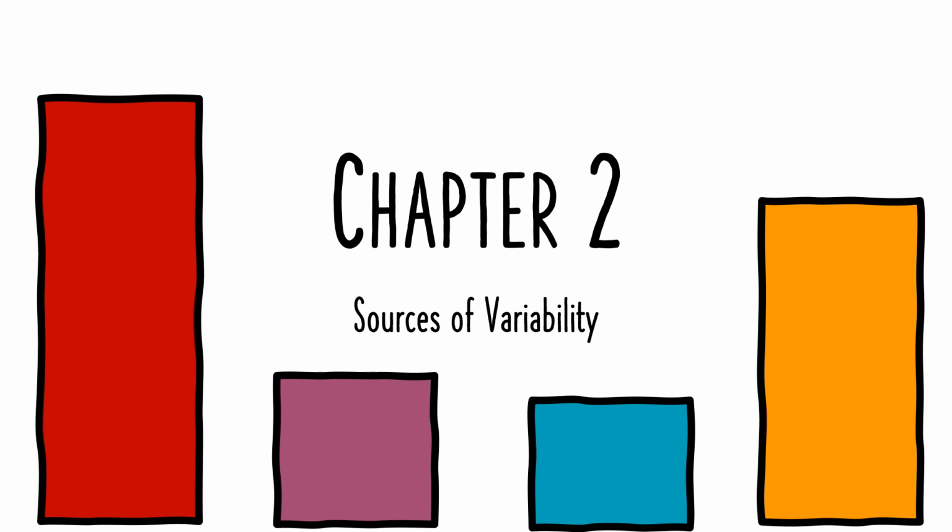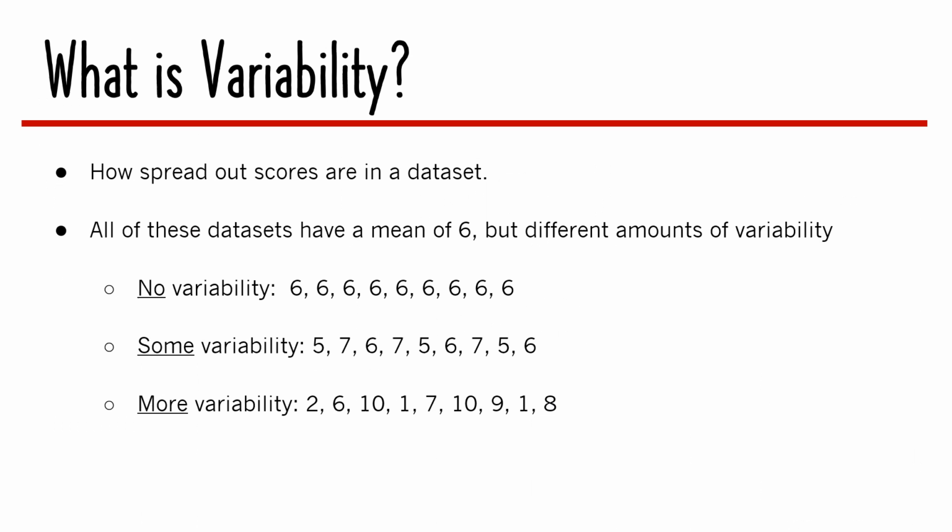Hello everyone. In this video, we're going to talk about variability and where it comes from. When we talk about variability, all we're talking about is basically how spread out scores are in a data set. So for example, here on this slide, we have 3 different data sets, and all of them have a mean of 6, but they have different amounts of variability.